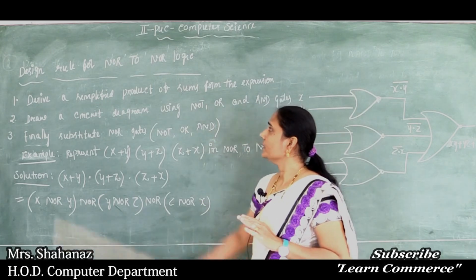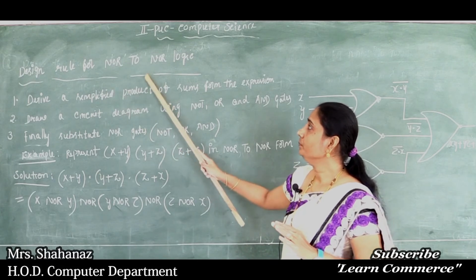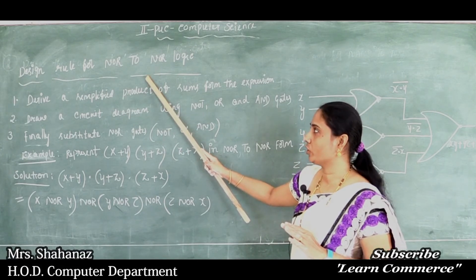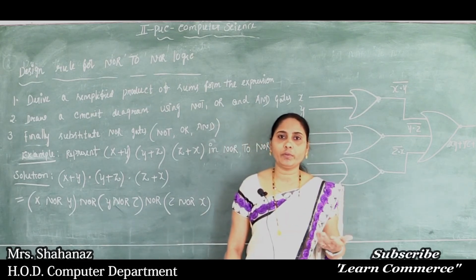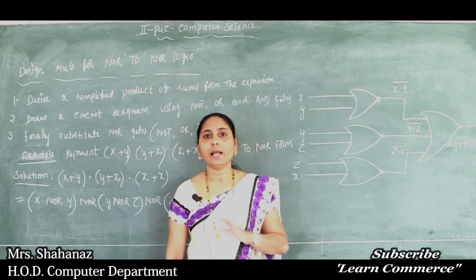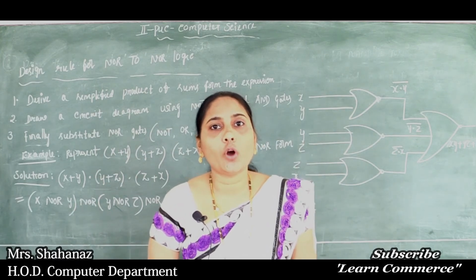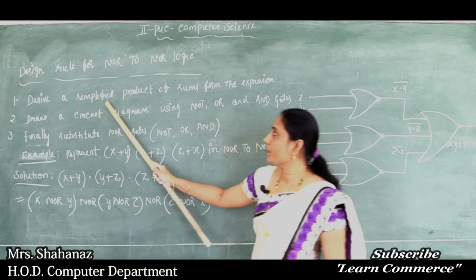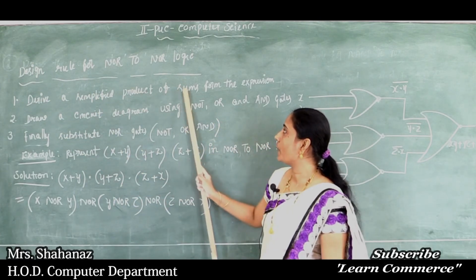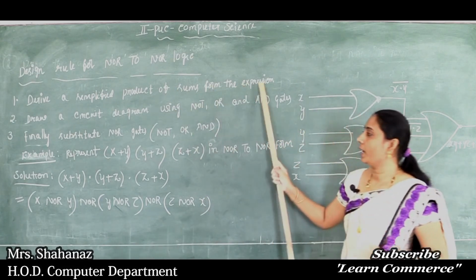Now let's look at the last thing about our design rule for NOR to NOR logic. Here also it is the same thing. Whatever the Boolean expression is, everything is going to be converted into NOR to NOR logic only. So first, derive a simplified product of sums form of the expression.